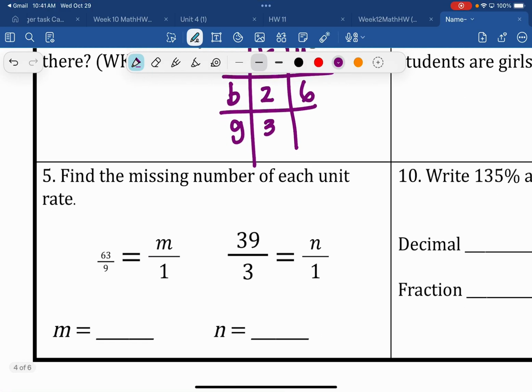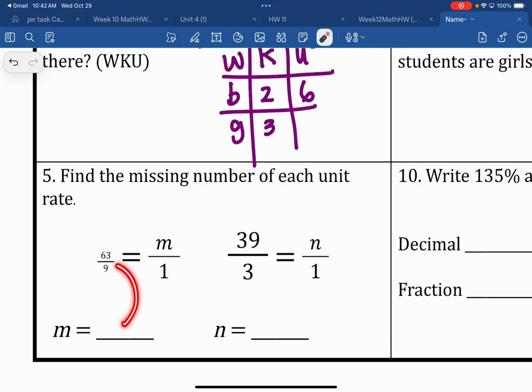Find the missing number of each unit rate. So again, we'll do 63 divided by 9 and put that answer there. 39 divided by 3, and that answer goes there.